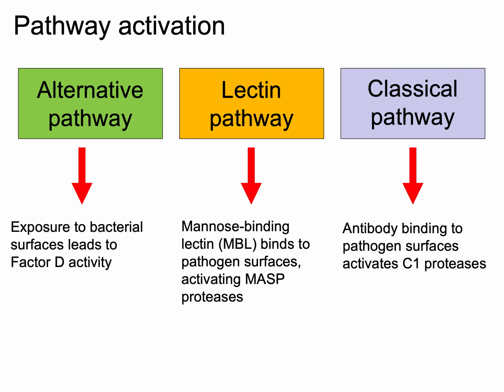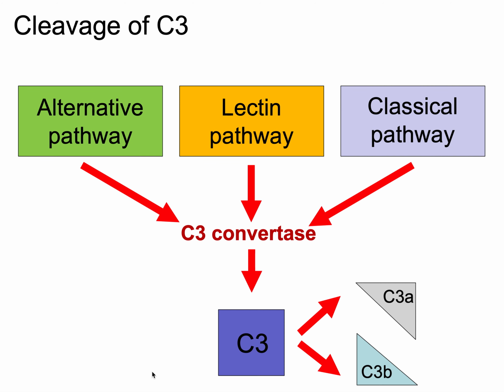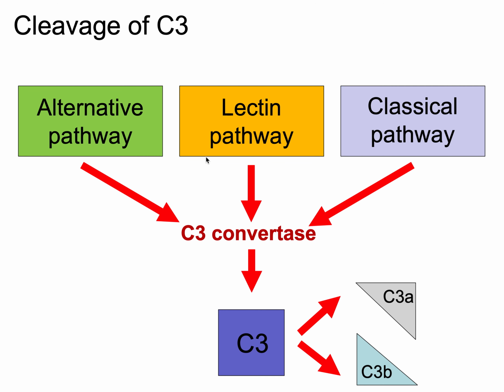So each of these pathways is triggered by a key protease. In the case of the alternative pathway, it is factor B. In the case of the lectin pathway, it is the MASP proteases. And in the case of the classical pathway, it is the C1 proteases. Each of these pathways leads to the formation of a C3 convertase. The exact makeup of the C3 convertase differs, but each of these C3 convertases specializes in cleaving C3 into C3b and C3a. And once that happens, the pathways are very similar. They converge after the formation of the C3 convertase.